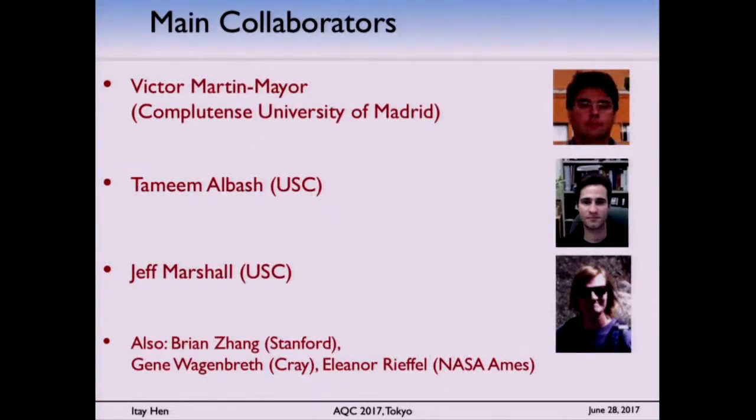And these are my main collaborators, so most of this work was done with different combinations of these people. Victor Martin Mayor from the Complutense University of Madrid, Tamim Albash from USC, Jeff Marshall from USC, who I think I stole from Paulo for quite a bit of time. And also Brian Zheng from Stanford, Gene Wagenbreth, who is now at Cray, and our chair, Eleanor Rieffel.